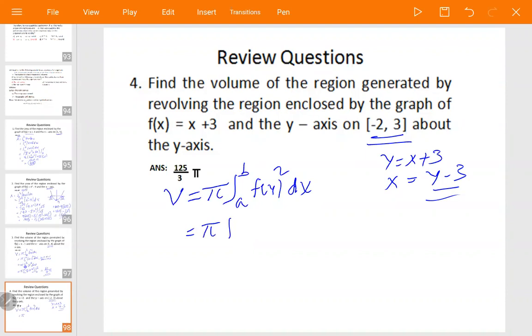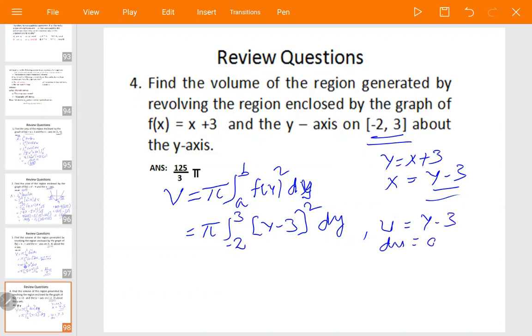So pi times integral from a to b, negative 2 to 3. These are points not on the x-axis, rather on the y-axis. Our f of y is y minus 3, the whole square, then dy, not dx, dy. Now, let us use integration by substitution. Let u represent y minus 3. From this, du will be dy.